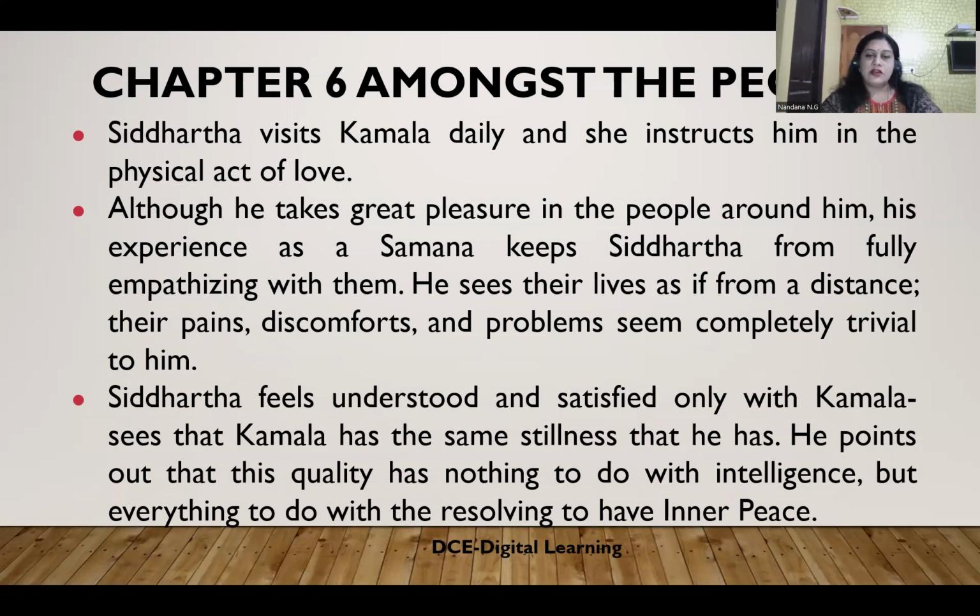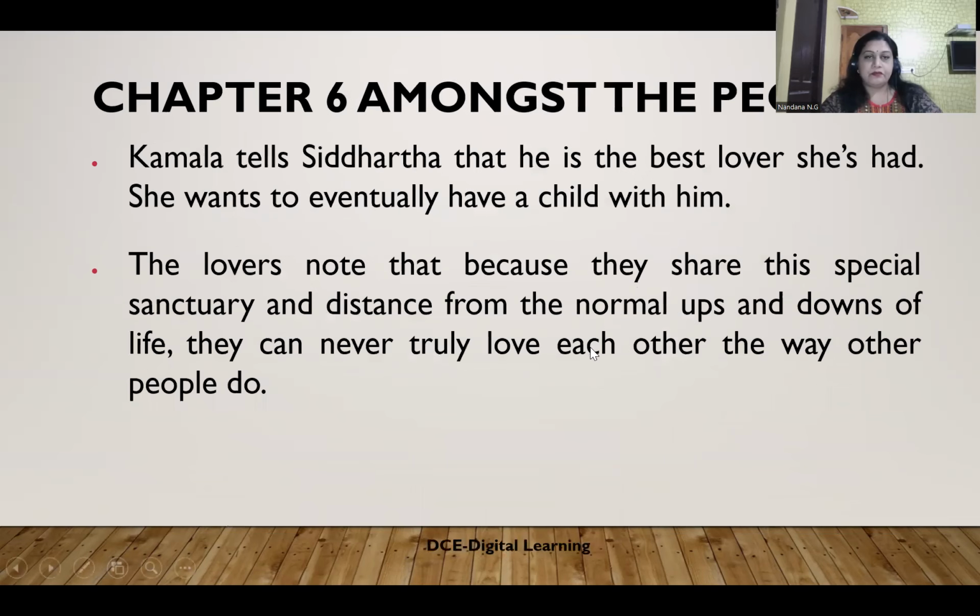Siddhartha feels understood and satisfied only with Kamala, and he sees that Kamala has the same stillness that he has. He points out that this quality has nothing to do with intelligence, but everything to do with resolving to have inner peace. Kamala, though a courtesan, always made sure that she did not involve herself completely in the corrupt or materialistic world, and as a result, they both, the ascetic Siddhartha and Kamala, have something similar between them.